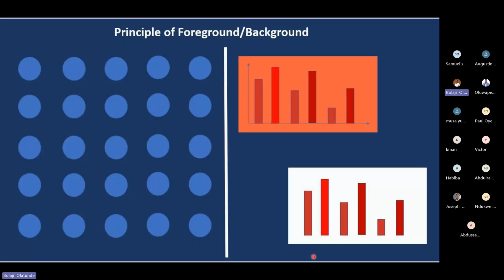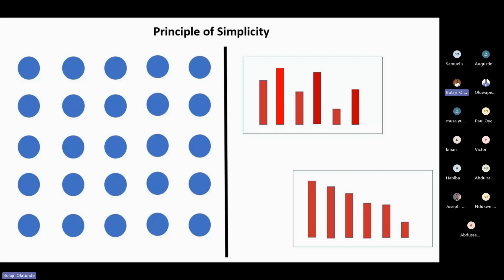The second principle is the principle of simplicity. The principle of simplicity is basically saying that if you want to present information, or if you want to present data in any way, keep it as simple as possible. Help people understand it very easily. Look at this chart I have here.